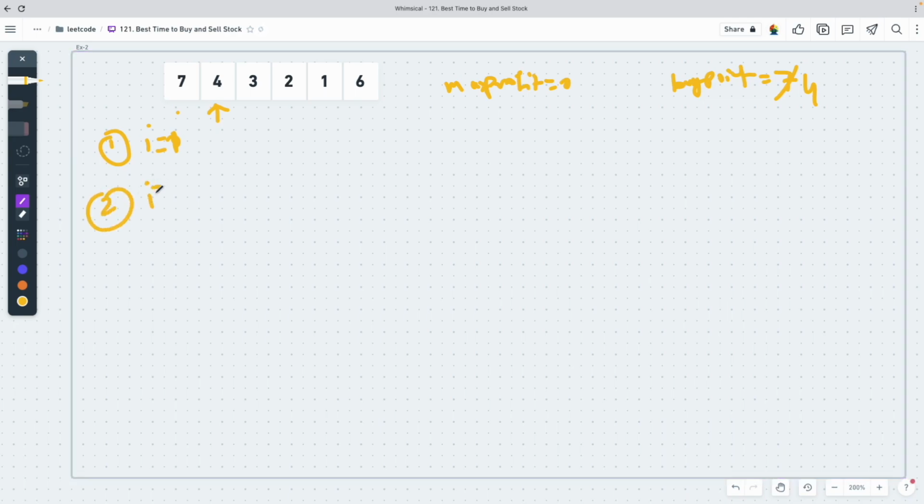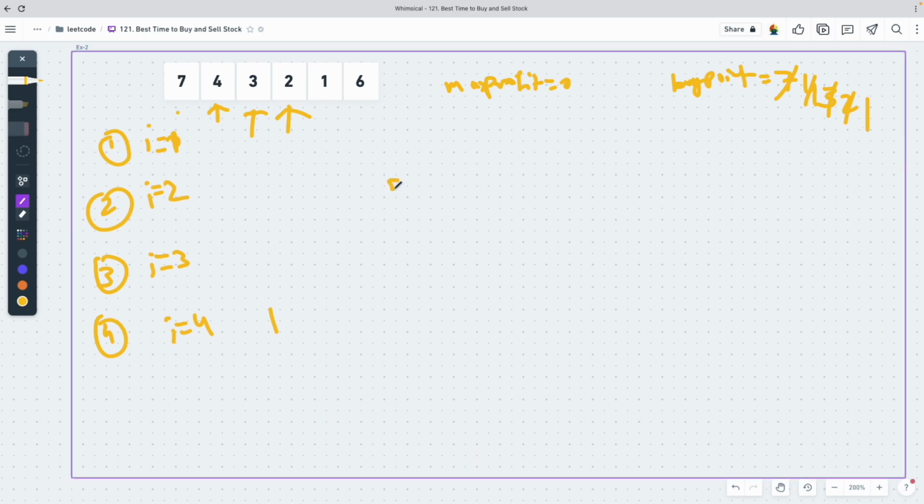In the second iteration, when i equals 2, we are here. The current value is 3. Is it less than the buy point? Yes. So our new buy point would be 3. In the next iteration, when i equals 3, our current value is 2, which is less than the buy point. So our buy point will change to 2. In the next iteration, the current value is 1, which is less than the buy point. So our buy point will change to 1.